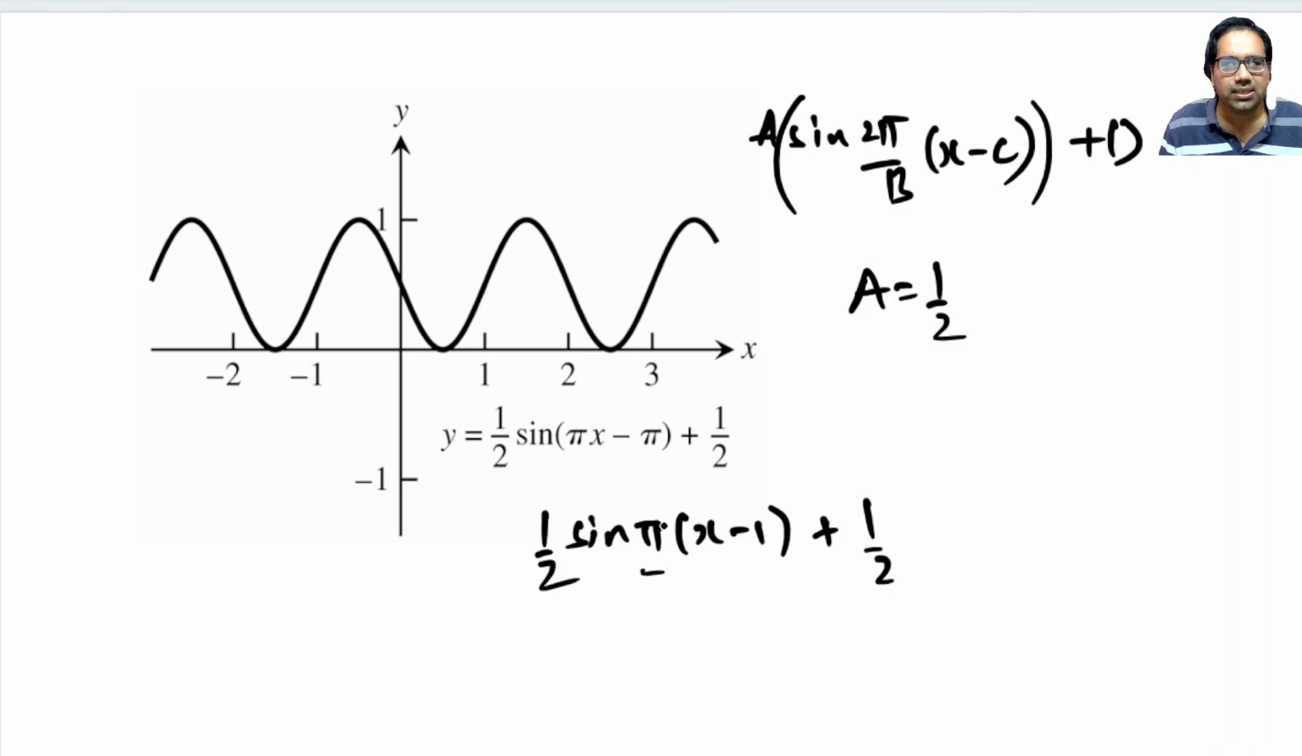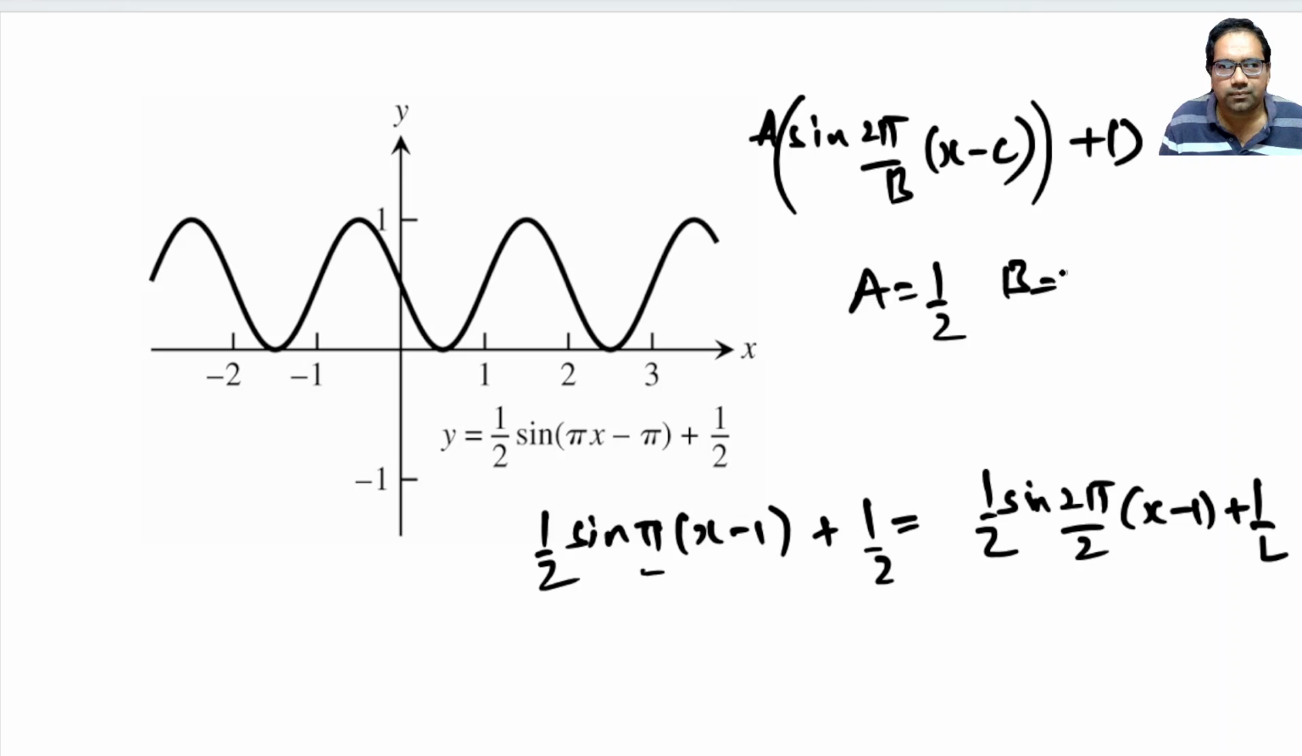What is b? If you write this, sine pi means sine 2 pi by 2 into x minus 1, plus half. So this equation we can write it like this, right? Pi we can write as 2 pi by 2. What does that mean? Now b is equal to 2, in the form 2 pi by 2. So b equals 2, c equals 1 and d equals half.